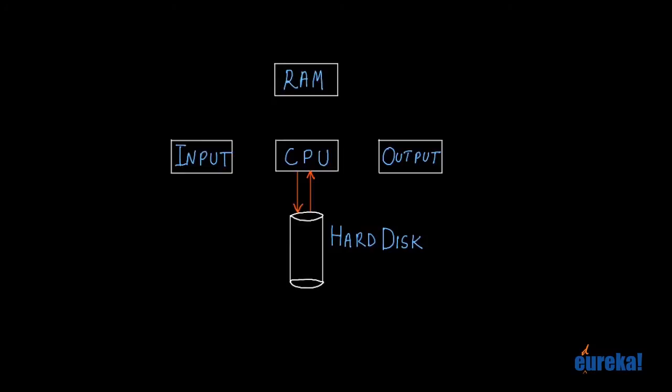So let's say you have a program stored on the hard disk. The CPU would fetch the instructions from the hard disk and copy the instructions to the main memory. It would then fetch one instruction at a time from the main memory and execute it. During this whole process, the CPU also uses the main memory to store intermediate results.